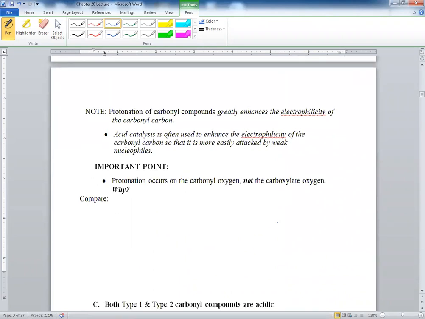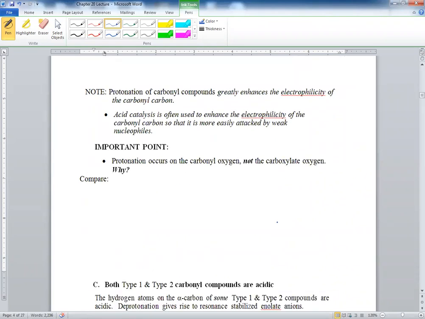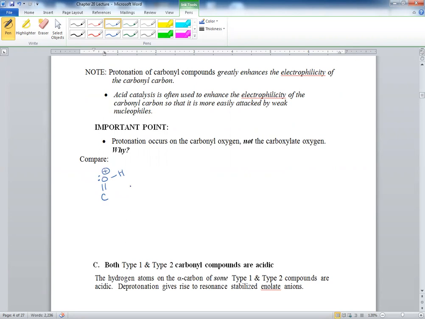Now, this is very important. I asked this question when I was an undergrad. Why does the protonation occur at the carbonyl oxygen? Why not the carboxylate oxygen, the other oxygen? Well, let's look at it. So we would rather understand than just memorize. So this is the one we drew before.